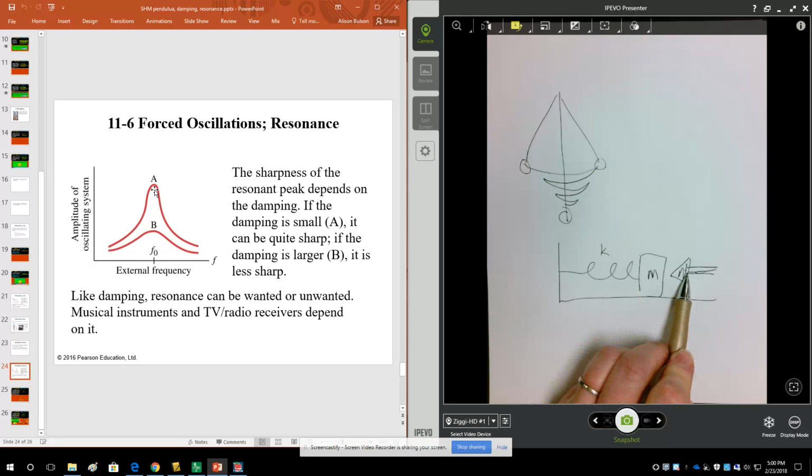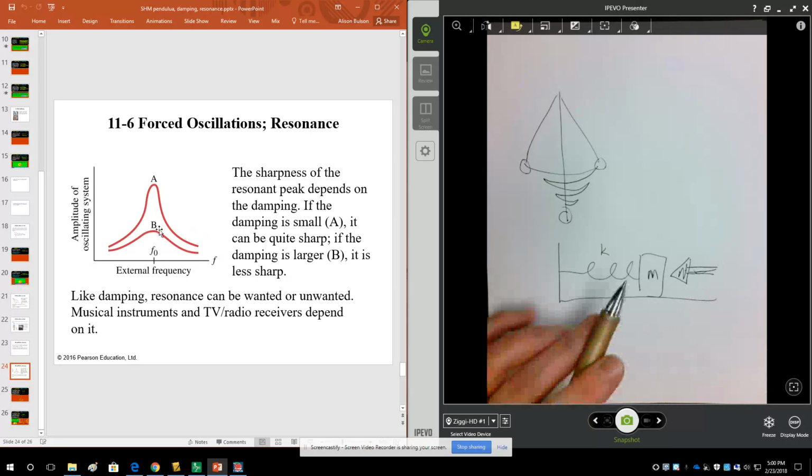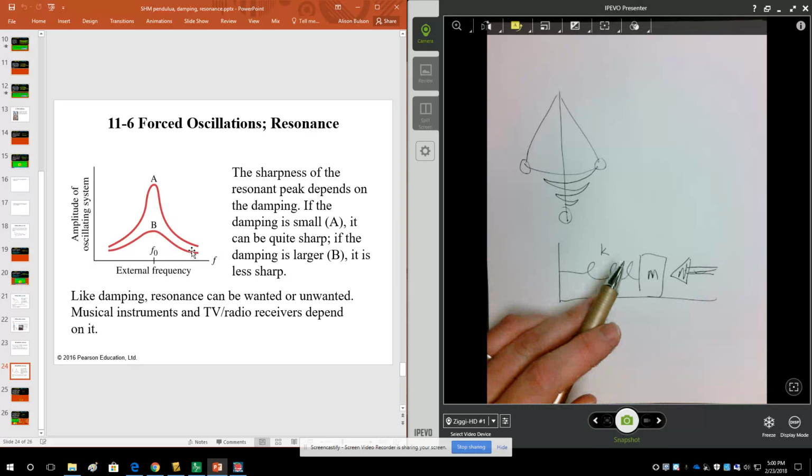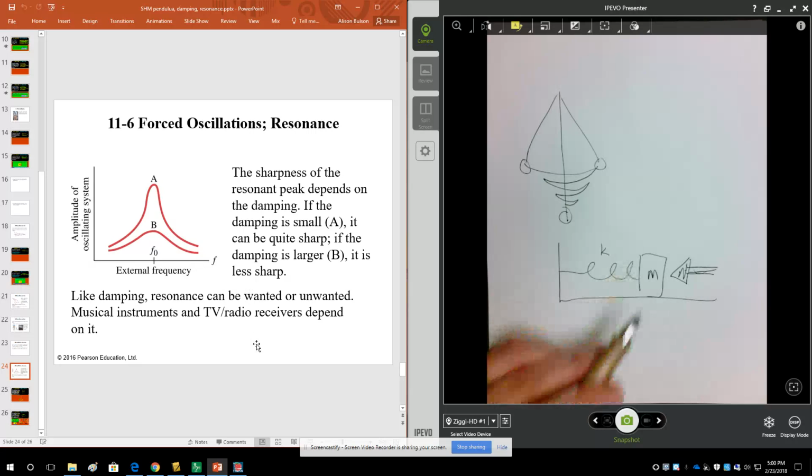And then as you continue to increase the frequency of the driving force, the amplitude of oscillation actually decreases again. So if there's very little damping, you get a very sharp peak at the resonant frequency. And if there's damping, if there's a lot of friction, you get a smaller peak, but you still get a peak. And so just like damping, resonance can be wanted or unwanted.